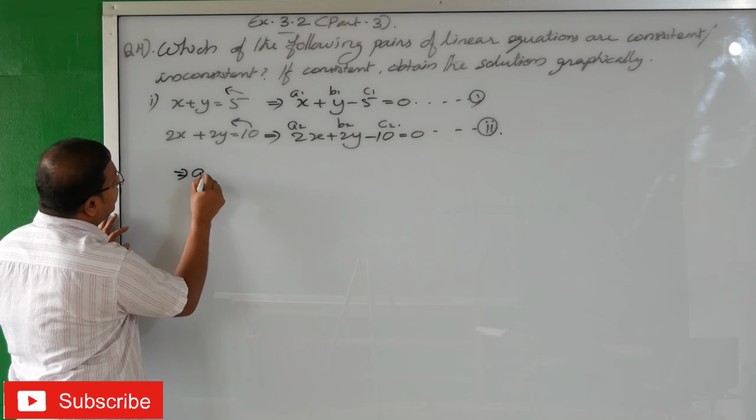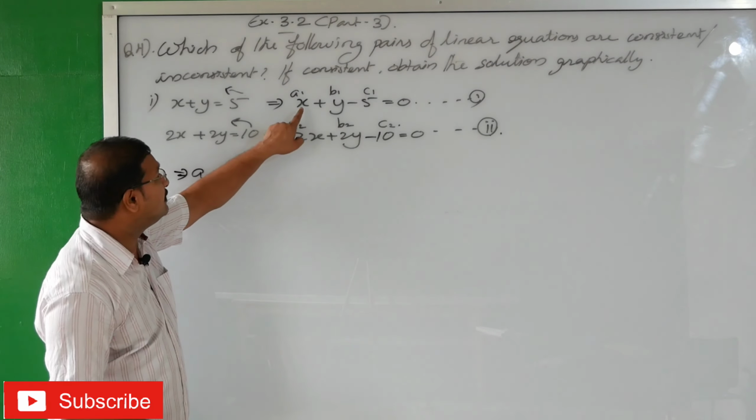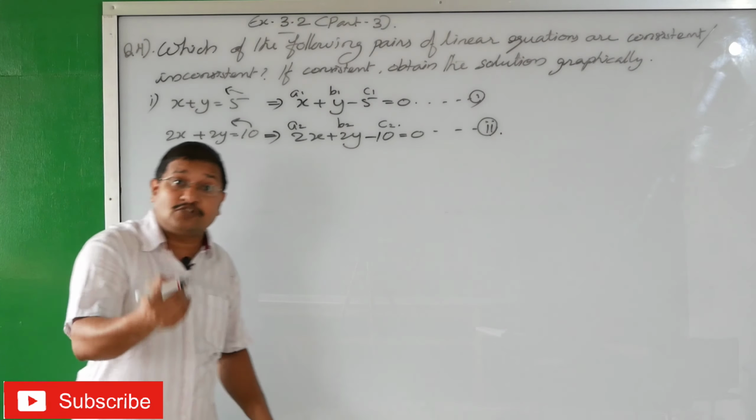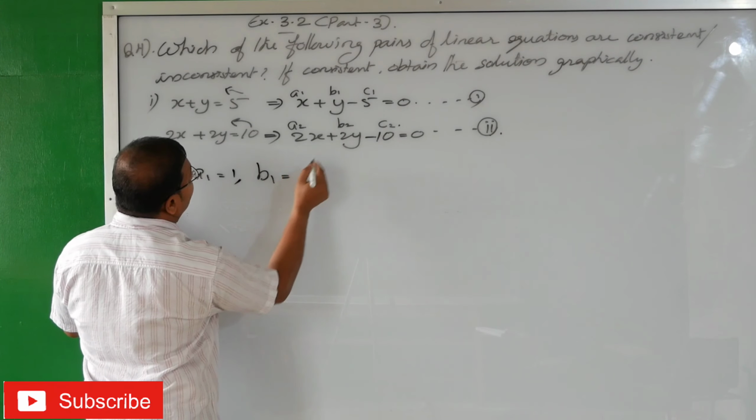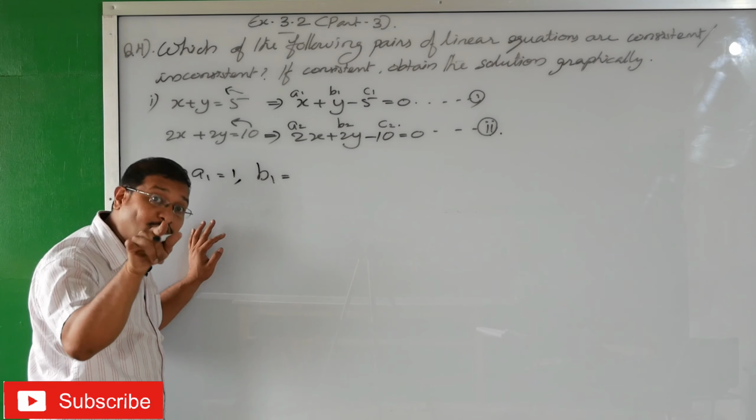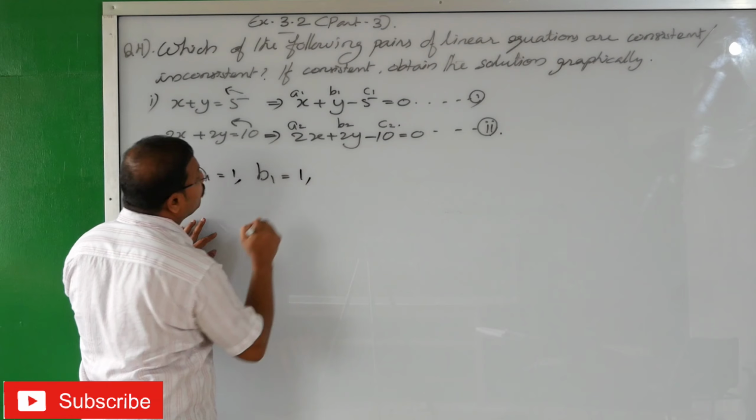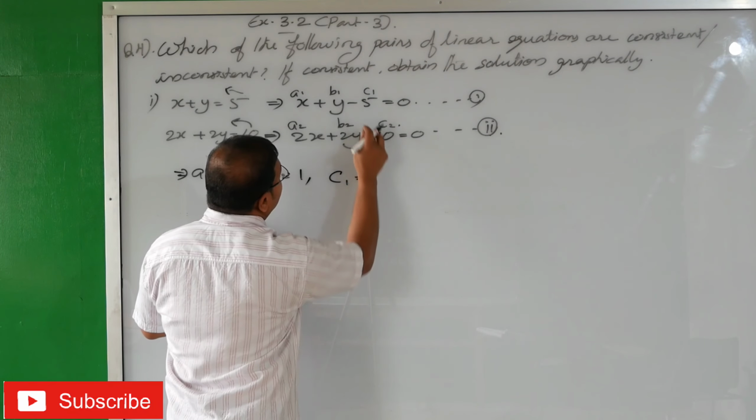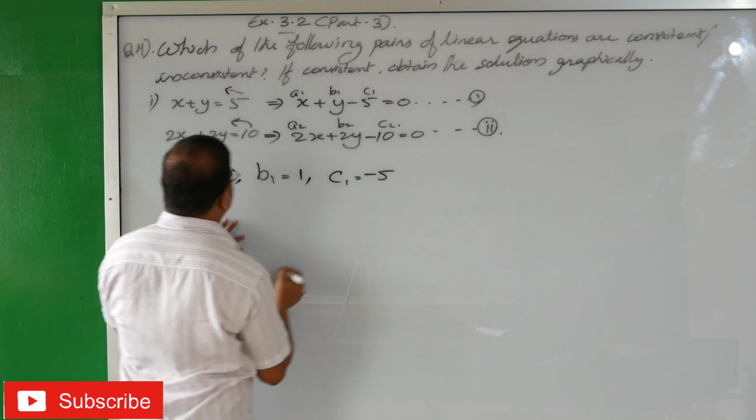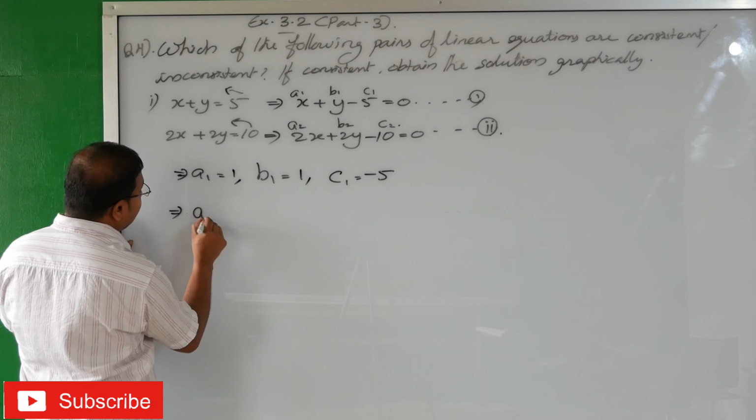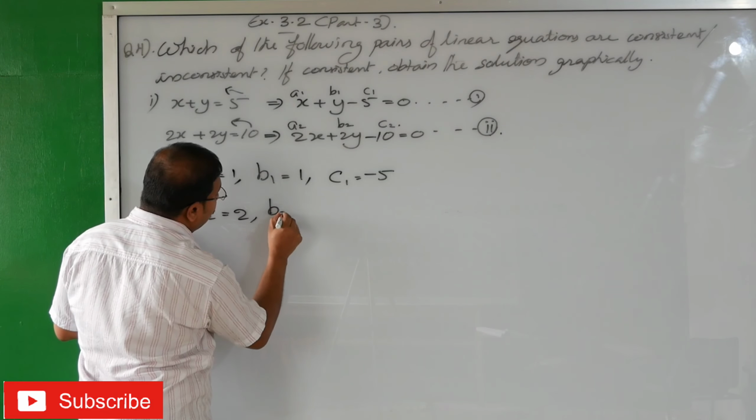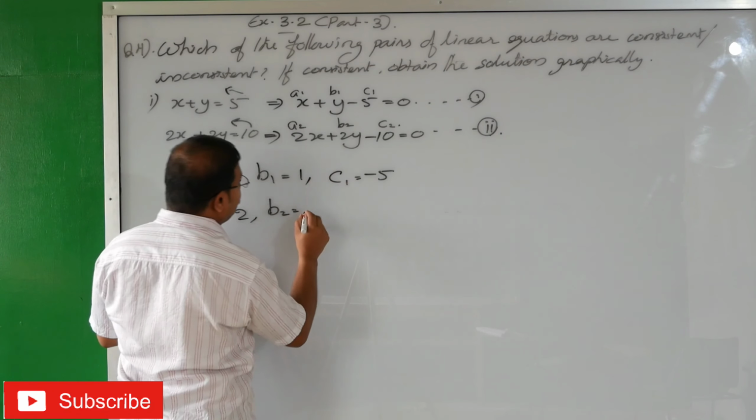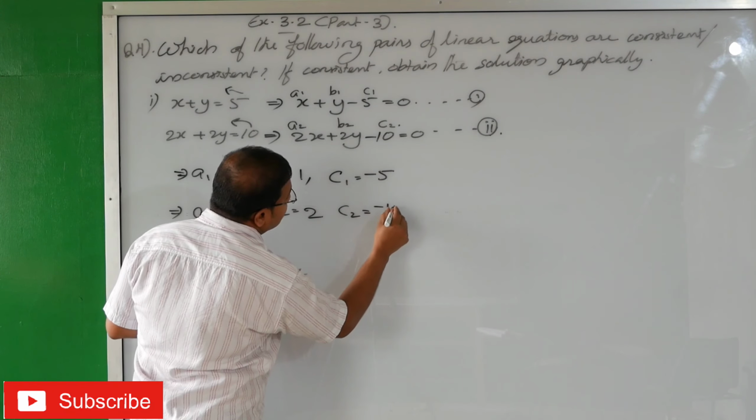This implies a1 equals, what is the value of a1? See here, x means 1 into x. That means a1 equals 1. And the value of b1, y is given. y means 1 into y. That means b1 equals 1. And c1 is already given, minus 5. Let us see the second one. a2 is 2. And b2, what is the value of b2? Yes, 2. And c2, that is minus 10.